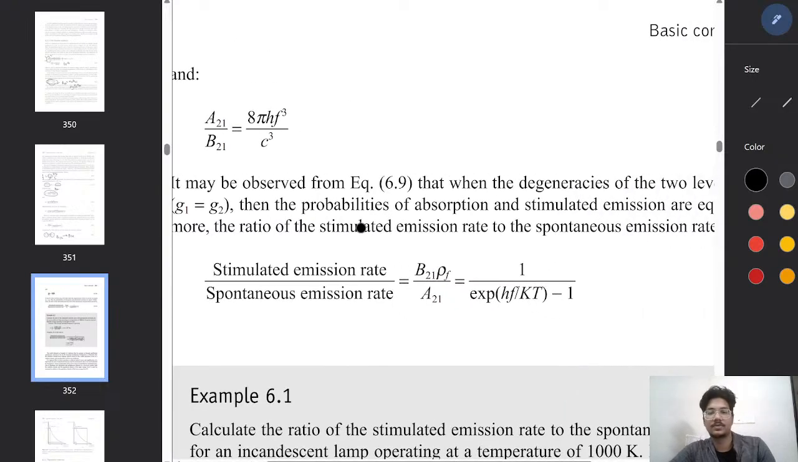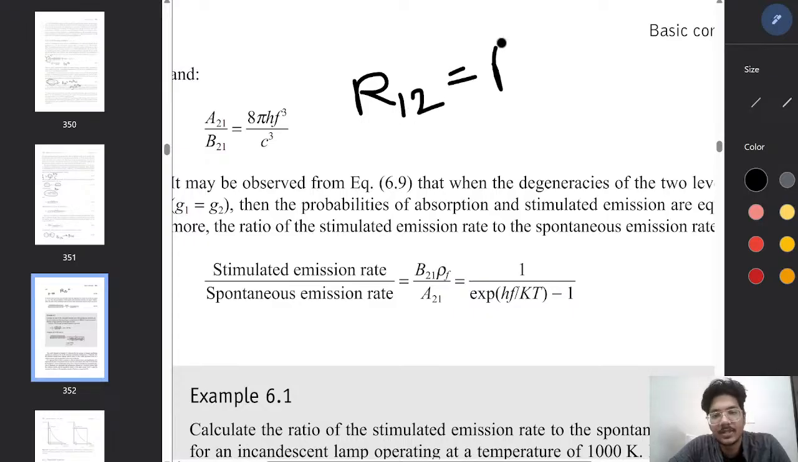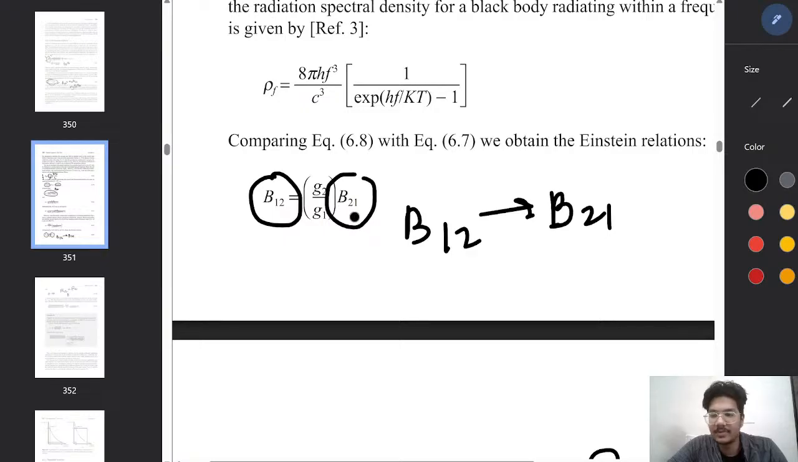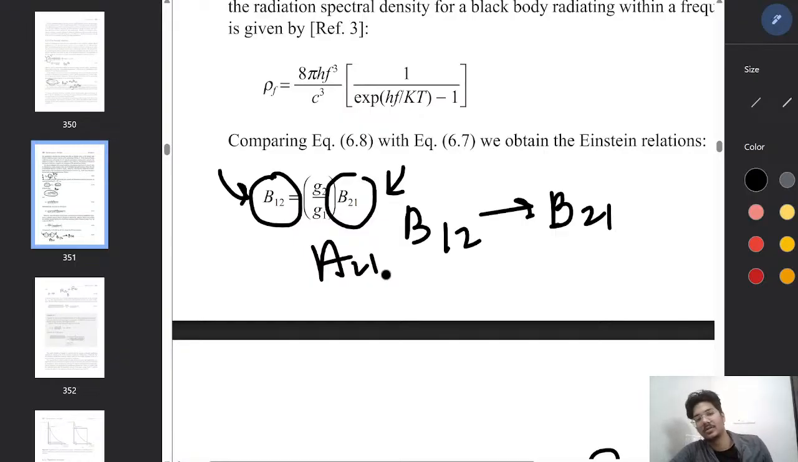The final equation: at thermal equilibrium, we simply said the rate of this one is equal to the rate of this one. The upward transition is equal to the downward transition. So setting the two rates equal gives the equation. In this, b12 is the absorption coefficient, b21 is the stimulated emission coefficient, and a2, that is a21, is the spontaneous emission coefficient.